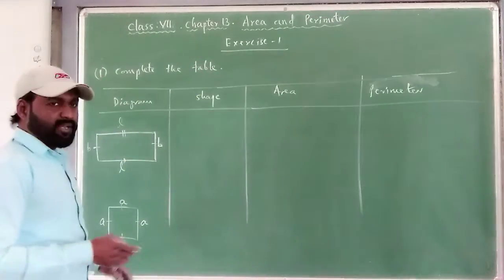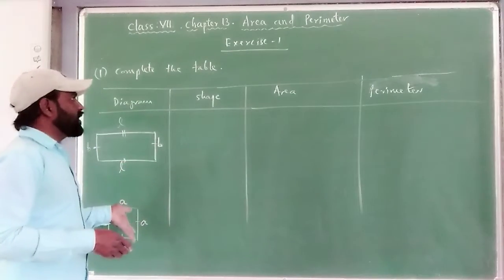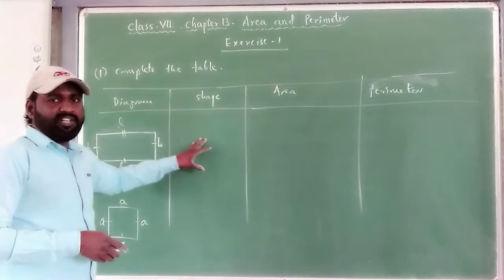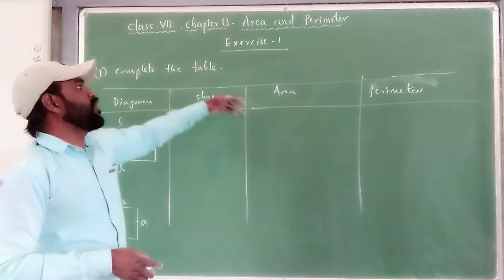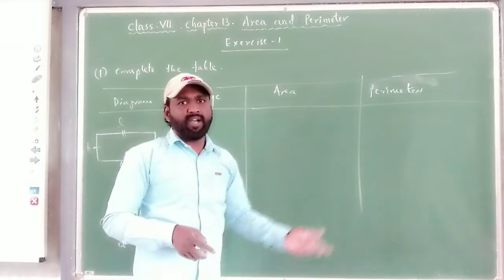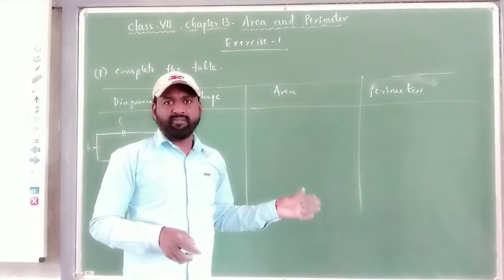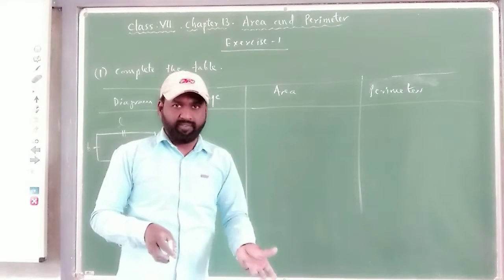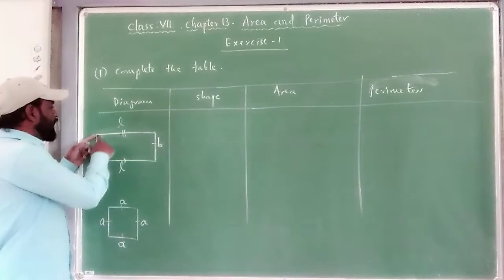First one, a table is given. In the table, diagrams are given. What is the name of the shape of the diagram? How can you find the area of that diagram, and how can you find the perimeter of the diagram, which is in the shape of different geometrical figures? Name the shape of that figure first of all. See the figure here.